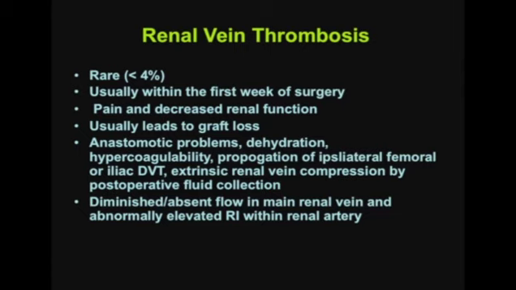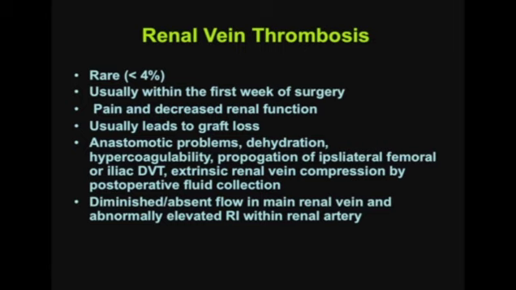Renal vein thrombosis is rare, occurs in fewer than 4% of transplant cases, and usually occurs within the first week after surgery. Patients will present with pain and decreased renal function, and renal vein thrombosis also, unfortunately, usually leads to graft loss. Causes, again, include problems with the anastomosis, patient dehydration, hypercoagulability, propagation of ipsilateral femoral or iliac deep venous thrombosis, or extrinsic compression of the renal vein by a postoperative fluid collection.